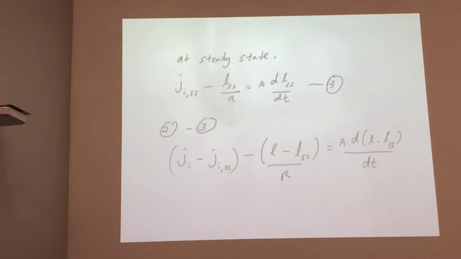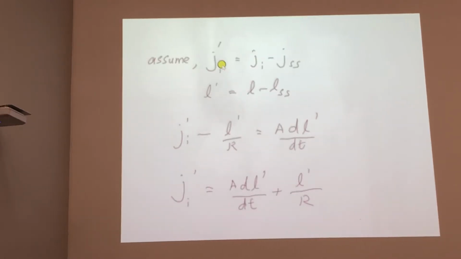Alright? After this, whatever I minus out, right? I consider it with another unknown with a prime, which I call deviation. So I have Qi prime equal to Qi minus Qi steady state. H becomes H minus H steady state. So if I sub this inside here, the same equation 3, I got Qi prime minus H prime over R, and this one becomes A dH prime dt. Can?